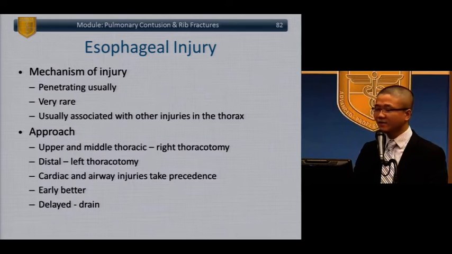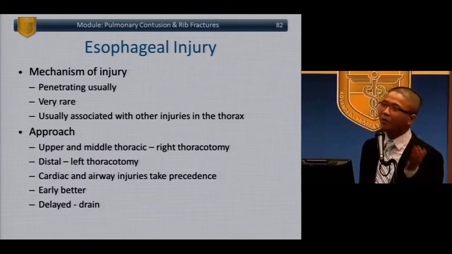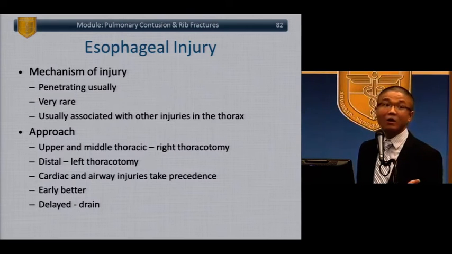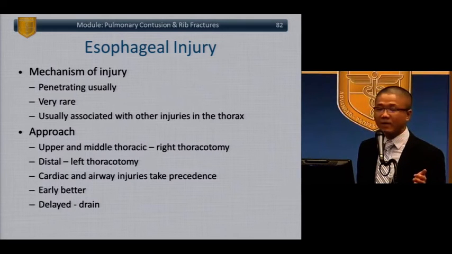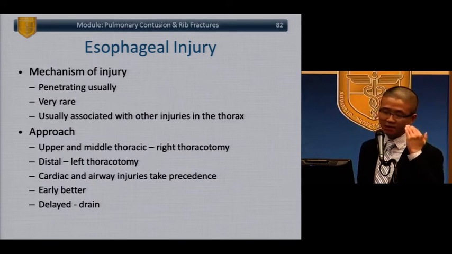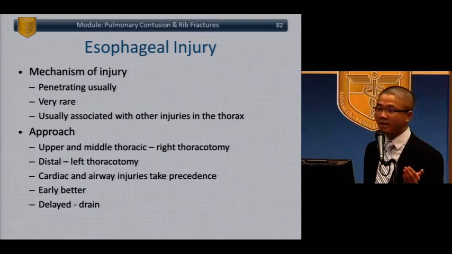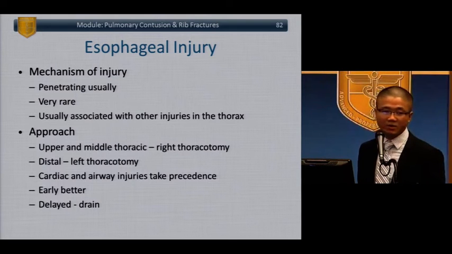All right, esophageal injury. Mechanism of injury: it's pretty hard to get blunt esophageal injury, even though technically it is tethered in multiple places, right? The organs, the viscera that get injured are those that are tethered, especially in a rapid deceleration type of mechanism. This is why your small bowel rarely gets injured. So it's very rare. We hardly ever see it. It's usually associated with other injuries in the thorax.